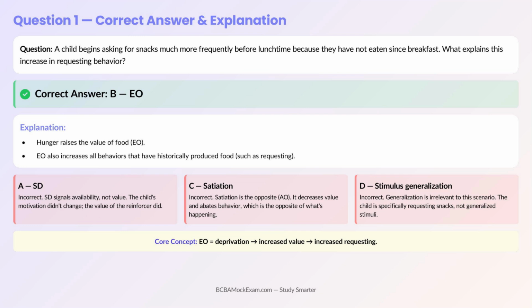The correct answer is B, EO. Hunger raises the value of food and increases behaviors that have historically produced food, such as requesting. Option A is incorrect because SD signals availability, not value. Option C is incorrect because satiation is the opposite process and would decrease value and reduce behavior. Option D does not fit because the child is not generalizing responding across stimuli. The core concept is that deprivation increases value and increases requesting.